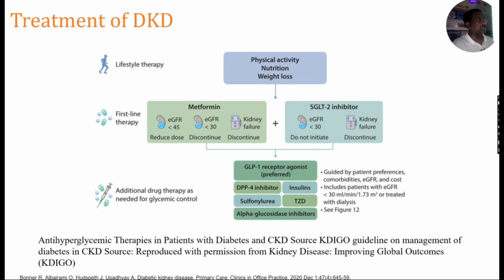If you want to use saxagliptin, better not to use it because it is associated with heart failure, which is very common in the CKD population. Vildagliptin, if you want to use it, continue, but at a reduced dose. And then the insulins, they're very good.